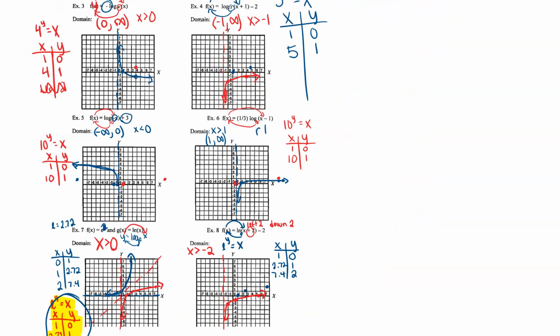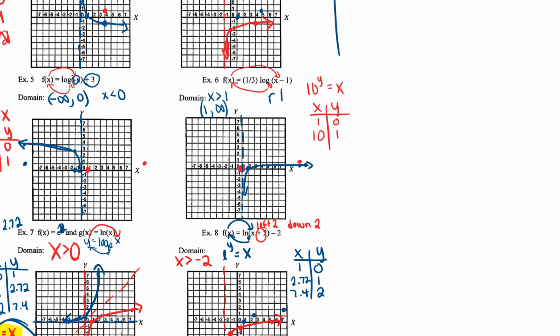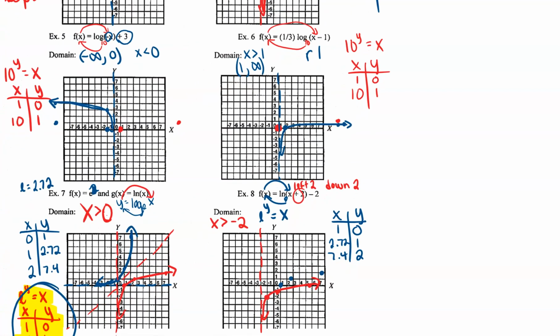So to recap, when you graph, you are going to convert everything into exponential form, but you are going to ignore the shifts when you do that. Then plot your points, then shift each of those points the appropriate amount that you need to shift.